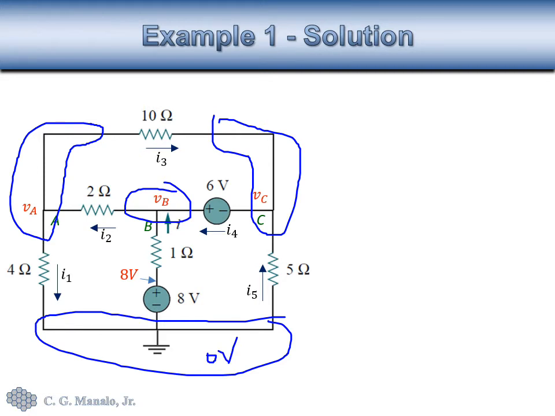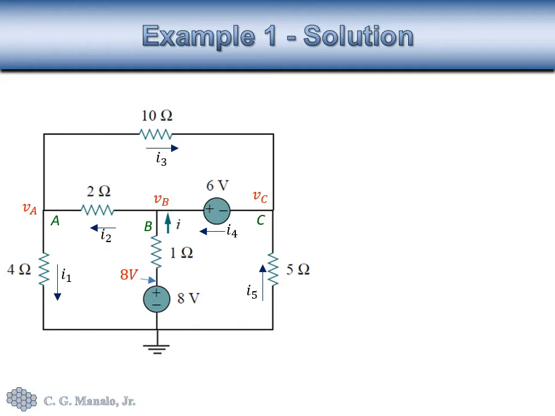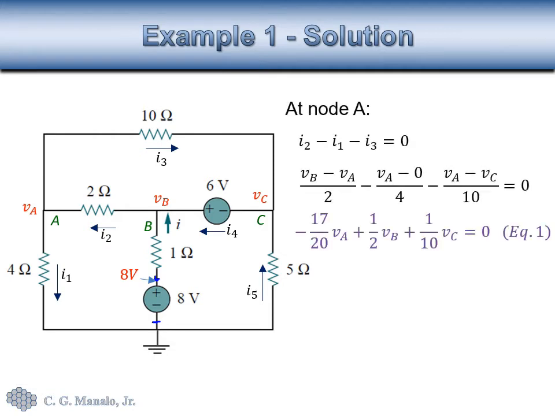Okay, this one here is 8 volts because this one is 0, and by the position of the polarity, this should be positive 8 volts. So we can now write the equations.